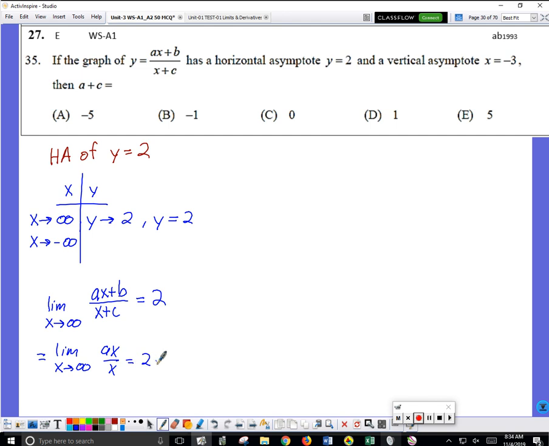Now I remember that I can write that in a different way. Limit as x approaches infinity, a over 1, times x over x. X over x equals 1, so I figured out that a must have a value of 2. Question?